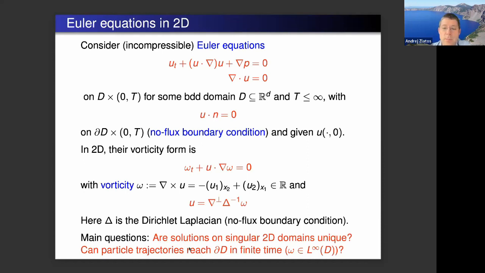And of course, that's understandable because the particle trajectories basically are just the solutions of the ODE with the velocity on the right-hand side. So they are just the trajectories where the fluid particles are going. And because the velocity is tangential at the boundary, then obviously we should expect the particle trajectories to not reach the boundary in finite time. But of course, if the domain is a singular domain, then this can become an issue.